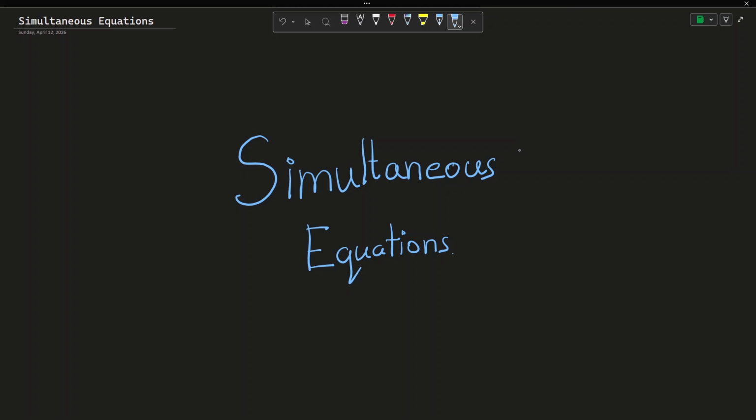Hello everyone, today we are going to start with simultaneous equations. One important thing to mention is that simultaneous equations are one of the most fundamental things that you need to know before starting out with your O-level Maths or Maths D syllabus.